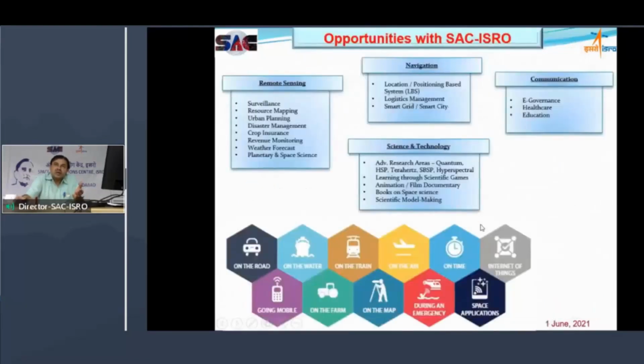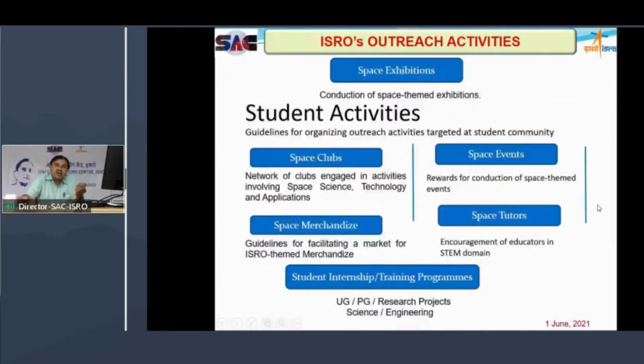So this is how ISRO is now helping various activities related to students, whether it is space events or space clubs, we will try to support. We will have space merchandise, and space tutors we are going to appoint in the near future. We are taking government approvals for working out the whole program. Space exhibition is part of our outreach activities, along with webinars we conduct through IIRS or through our centre. Students are encouraged to do internship training programs at our place. They can physically come when the pandemic is over, or online also we give guidance.